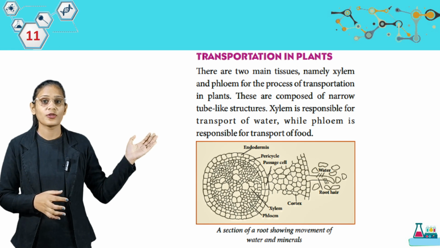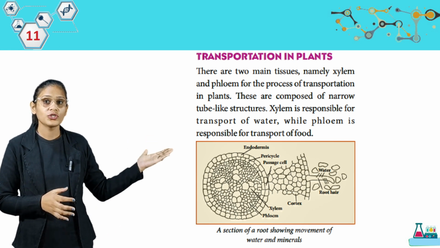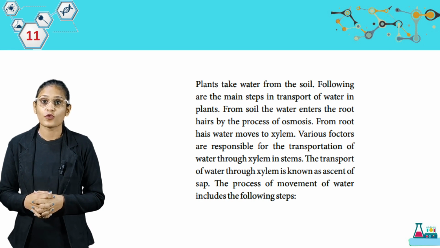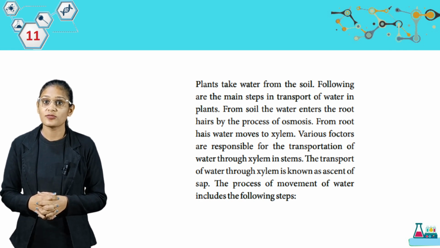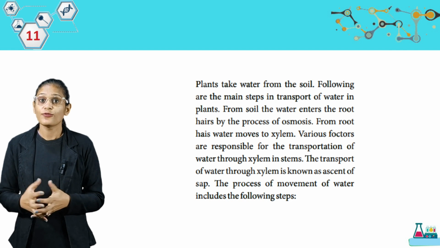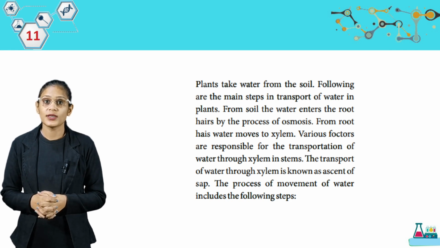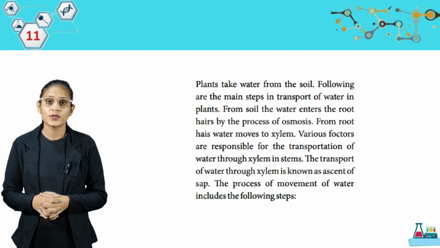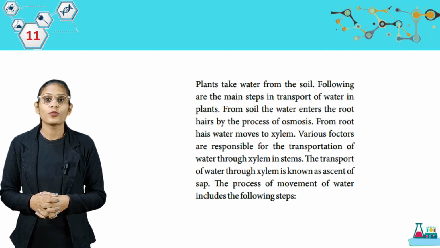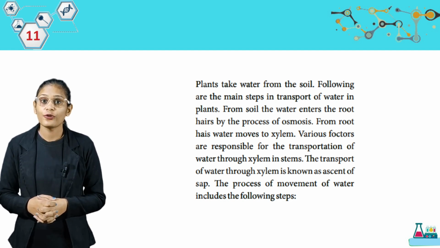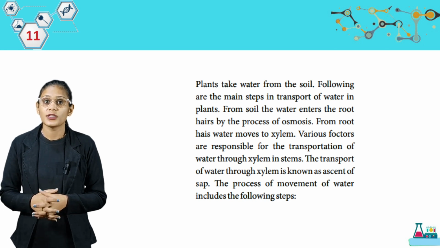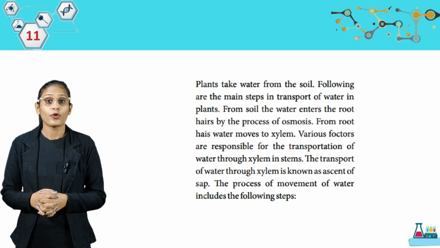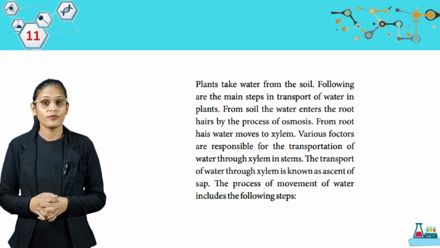Now students, look at these pictures. We have a section of root showing movement of water and minerals. Plants take water from the soil. Following are the main steps in transport of water in plants. From soil, the water enters the root hairs by the process of osmosis. From root hairs, water moves to xylem. Various factors are responsible for the transportation of water through xylem in stems. The transport of water through xylem is known as ascent of sap. The process of movement of water includes the following steps.